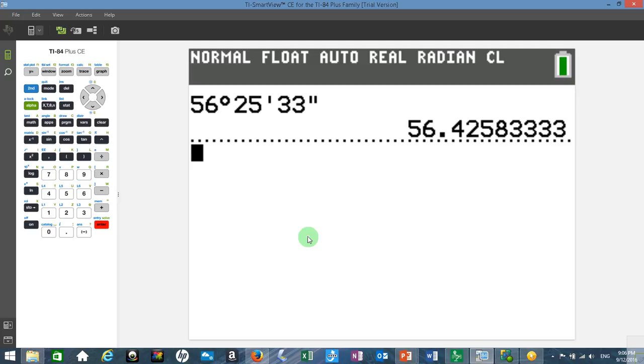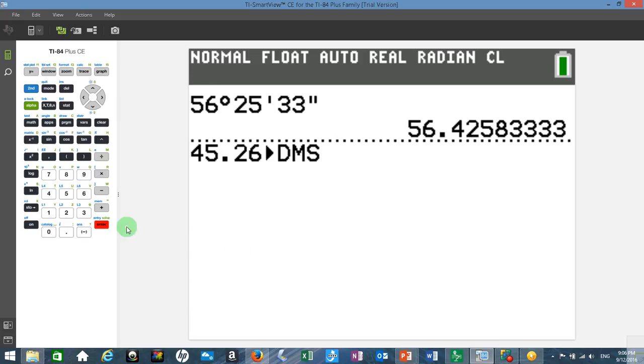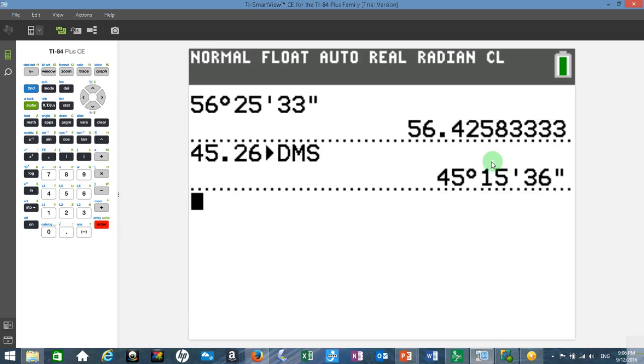What if I wanted to change decimal into degrees? That's the easy one. Change 45.26 degrees into degrees, minutes, and seconds. Hit second angle and go down to number 4 and hit enter. And that's 45 degrees, 15 minutes, 36 seconds. Okay, so that's how you go from degrees, minutes, seconds to decimal, and from decimal to degrees, minutes, seconds.